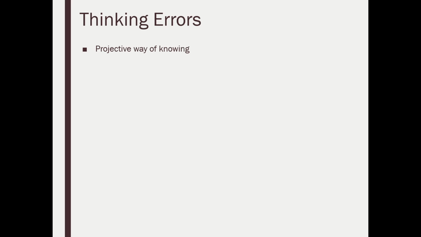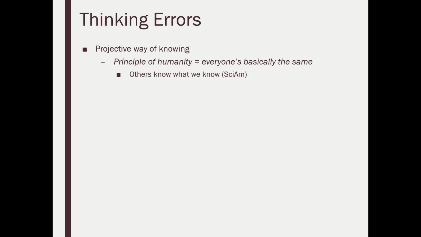In this particular term, projective way of knowing, we're assuming that what we know, other people know. We're projecting our knowledge base onto them. It manifests itself in a couple of different ways. The first one is what's called the principle of humanity, our basic underlying assumption as humans. We tend to walk around thinking everybody else is sort of like us. So if I like something, or if I know something, other people probably like that same thing or know that same thing. We're all basically the same. Other people are like us.